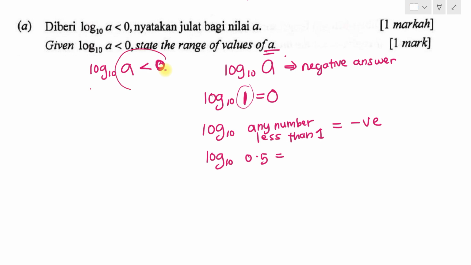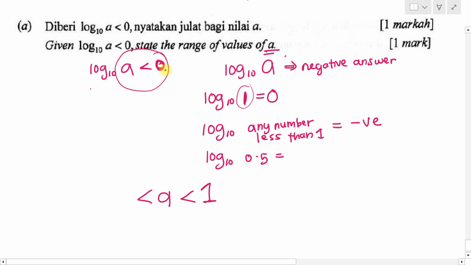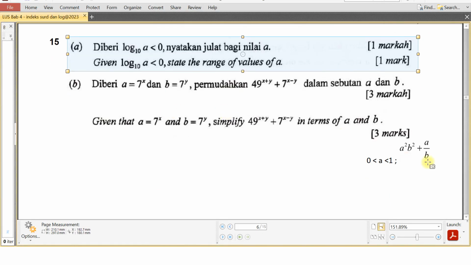So you want to get a negative number means your A maximum 1, minimum 0. Any value between 0 to 1 will get a negative answer for the log. Okay, this one no need any working. You just do like this already, get the mark. 1 mark just for the final answer. This one I just explained to you how to see the question. Okay, next one.